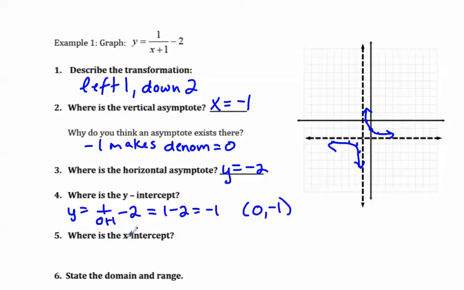The x-intercept, you want to make your y value 0. So you have 0 equals 1 over x plus 1 minus 2.